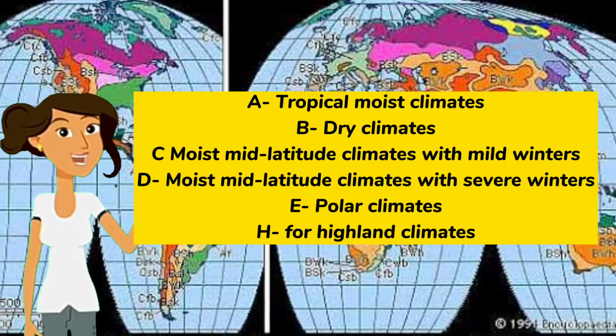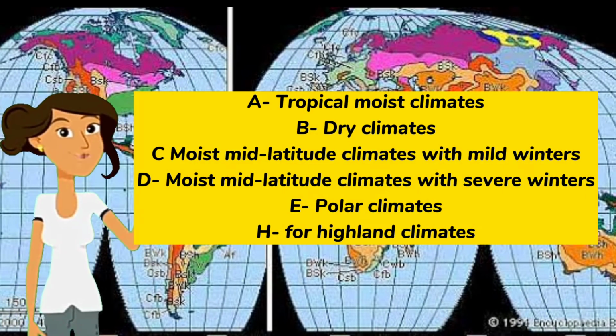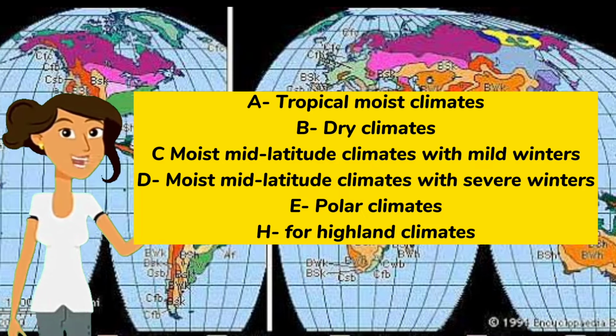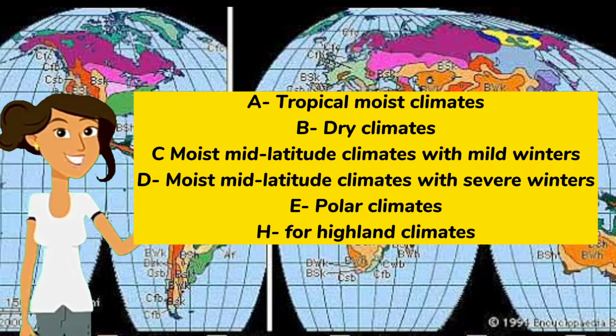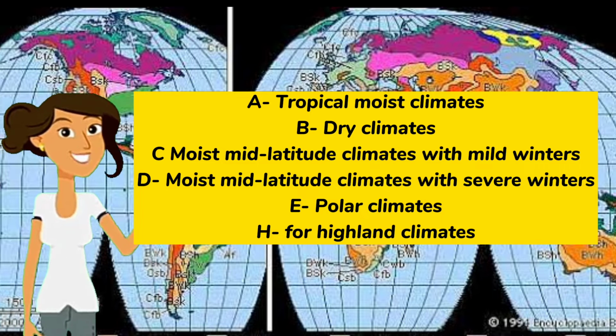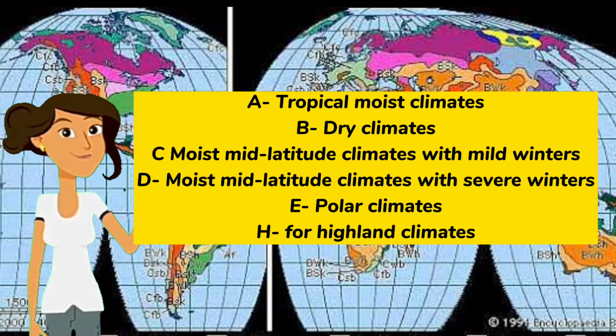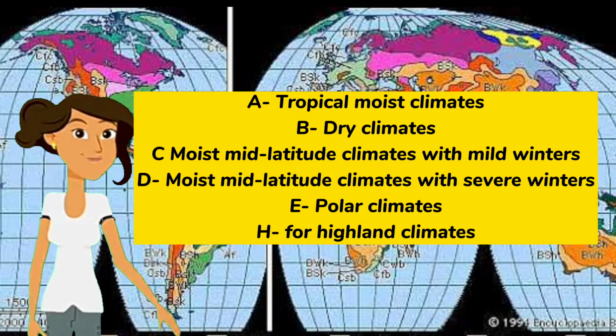He employs five major climatic types designated by capital letters, where A is tropical moist climate, B for dry climate, C for moist mid-latitude climate with mild winters, D for moist mid-latitude climate with severe winter, E for polar climate, and H for highland climate.